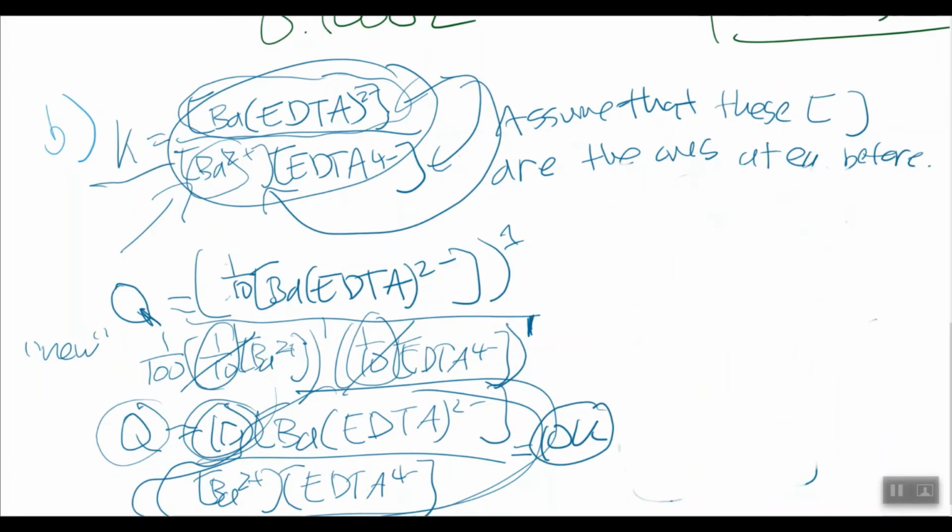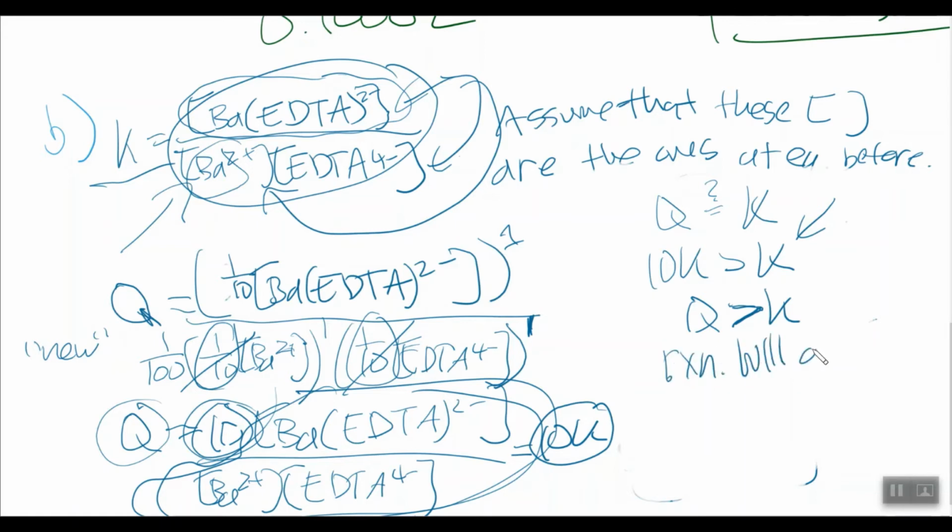So let me ask you something. Is Q greater than, less than, or equal to K? Well, our Q is unknown compared to K, but we know that Q is 10K, and 10K is greater than K, because K is always a positive value, and 10 times a positive value will always be greater. So, therefore, Q is greater than K. Now, if Q is greater than K, we have too many products, which means that the reaction will go backwards.